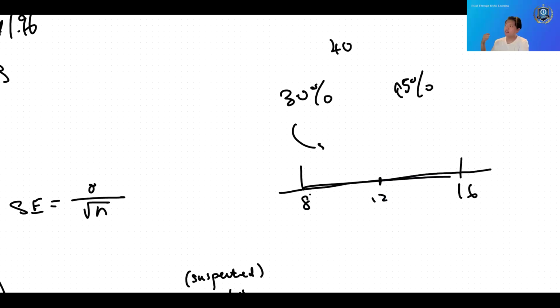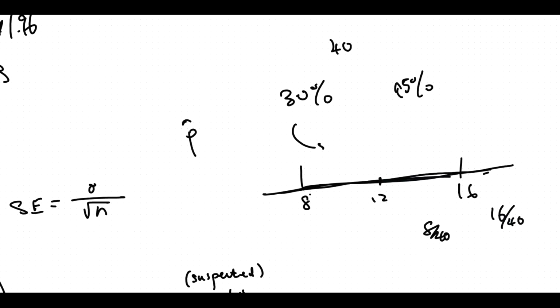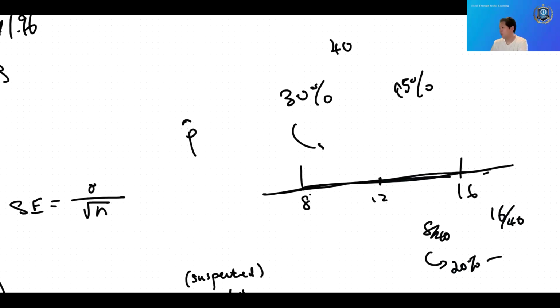So in this condition, you know what the actual population proportion is, and then you're using it to find what p hat might be. What's the confidence interval for p hat? In this case, you would divide 8 over 40, and 16 over 40, and you get the confidence interval from 20% to 40%. Does that make sense?